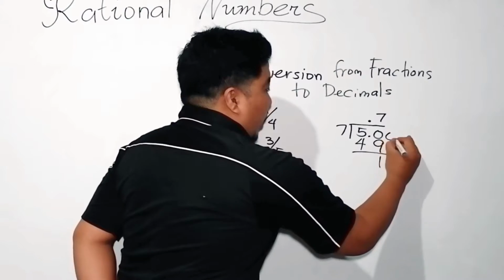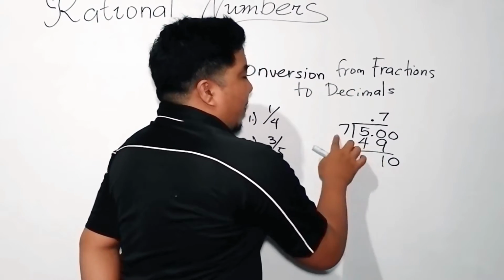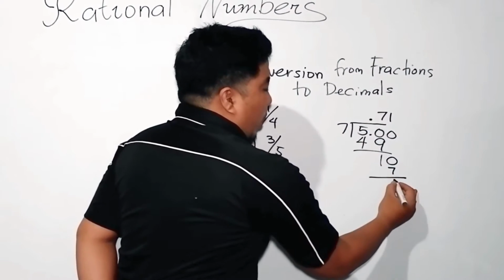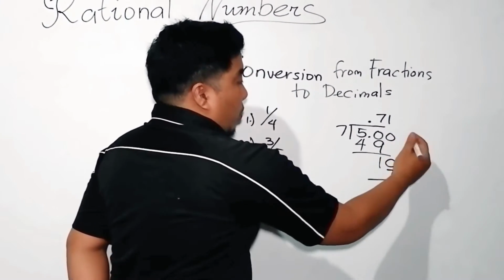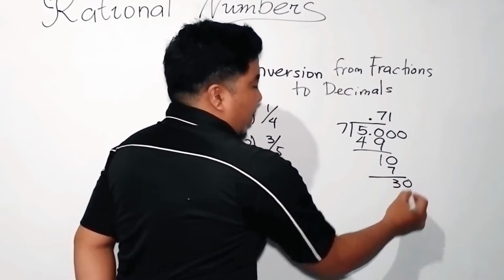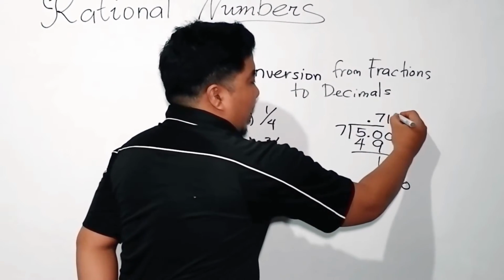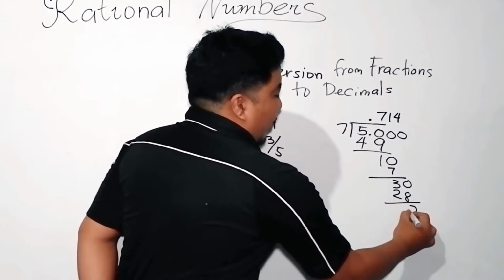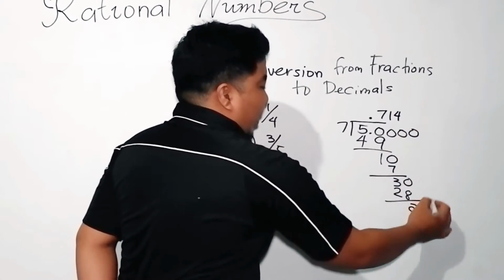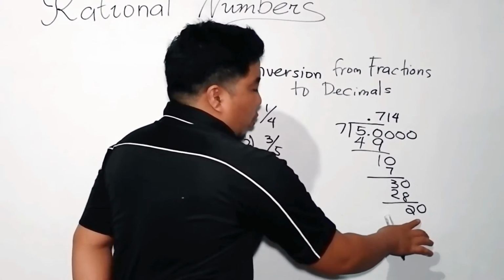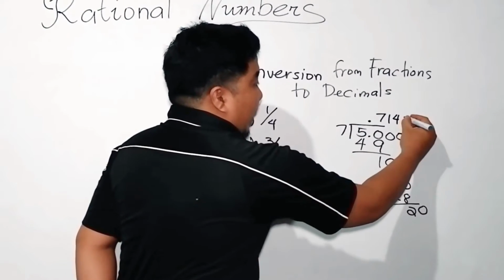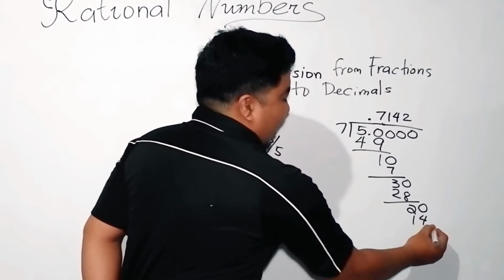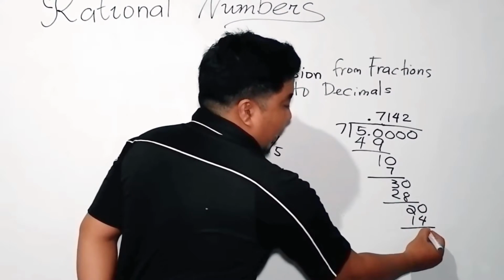We still have a remainder, so we will add a zero. So, that is 10 divided by 7, that is 1. 1 times 7 is 7. We have 3, right? So, we again bring down 0. So, 30 divided by 7 is 4. 4 times 7 is 28. We have 2, so we add again 0, bringing down another 0 here. So, 20 divided by 7 is 2. 2 times 7 is 14. So, we have here 6.